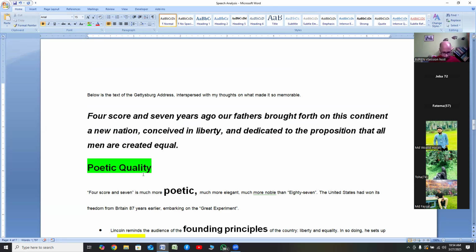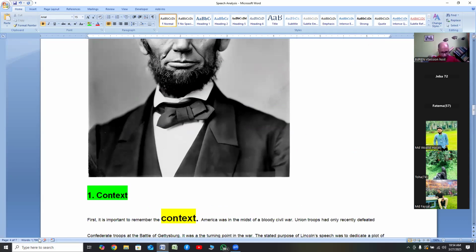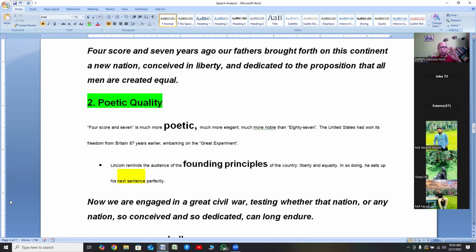You have to put emphasis on this particular aspect while analyzing the speech. So "four score and seven" is much more poetic, much more elegant, much more noble than "87." We, the ordinary people, might have said, "87 years ago, our country attained freedom." But Abraham Lincoln, who is extraordinary, has used this poetic term, "four score and seven years." So this is the second point that you have to think of, all right? The first point is context. The second point is poetic quality.